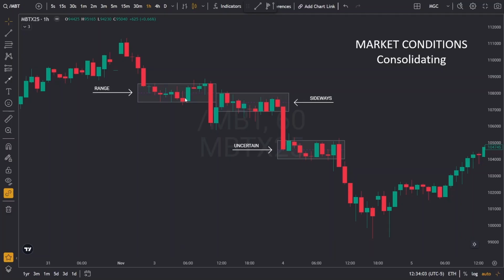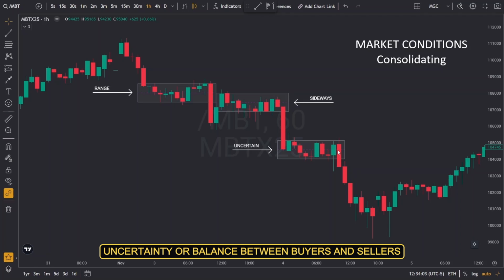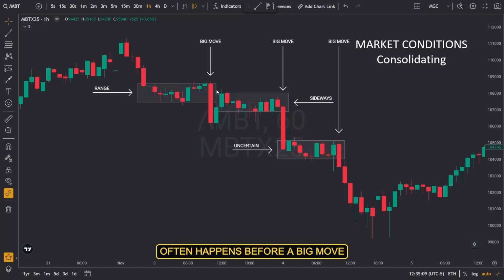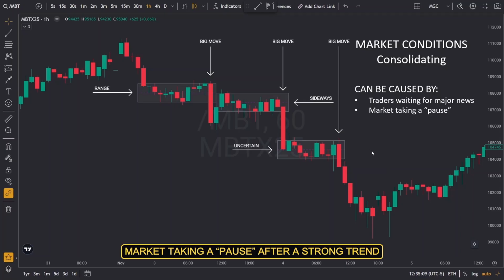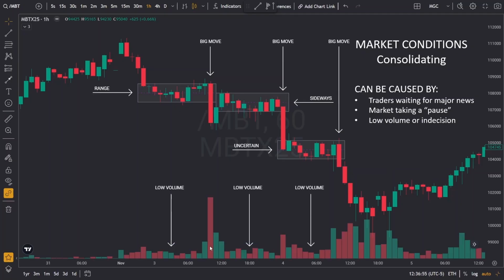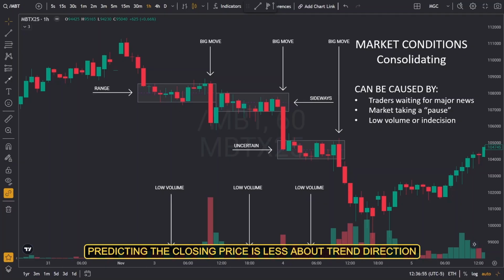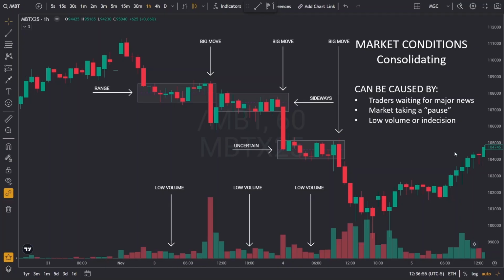Characteristics include no clear trend up or down. Price moves sideways. Uncertainty or balance between buyers and sellers. Often happens before a big move. And what causes consolidation? Traders waiting for major news, the market taking a pause after a strong trend, or low volume or indecision. Why this matters for Guezzin: in a sideways market, predicting the closing price is less about trend direction and more about recognizing the range where price has been settling throughout the day.